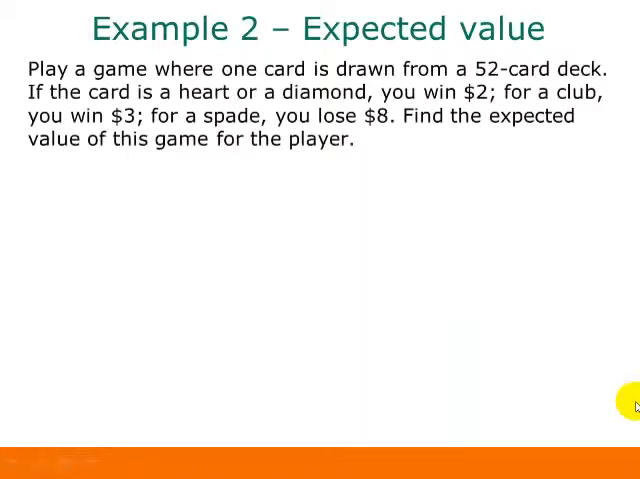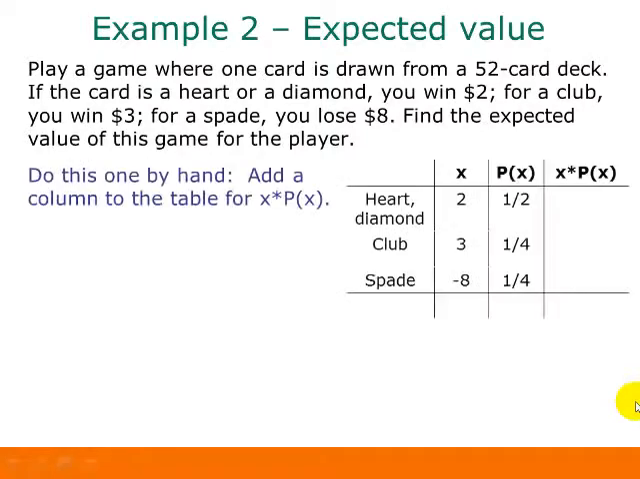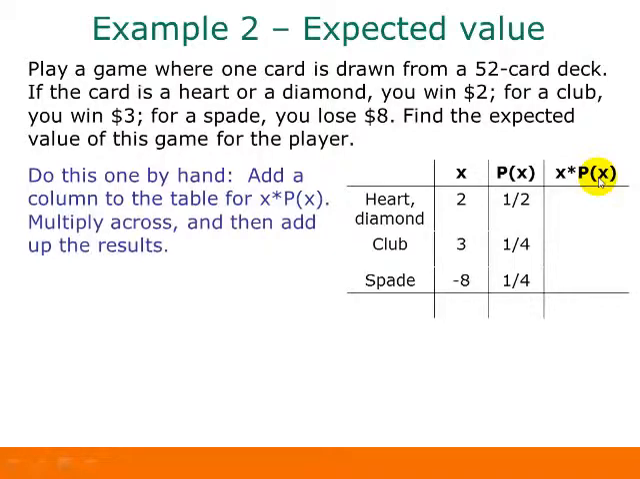Let's look at another example for expected value. This is from our same card game, and we have our probability distribution already, so we can find our expected value, and this is an easy one to find by hand because we just have a few values of x. So we're going to add a column to the table for x times p of x, and then we're just going to multiply across.